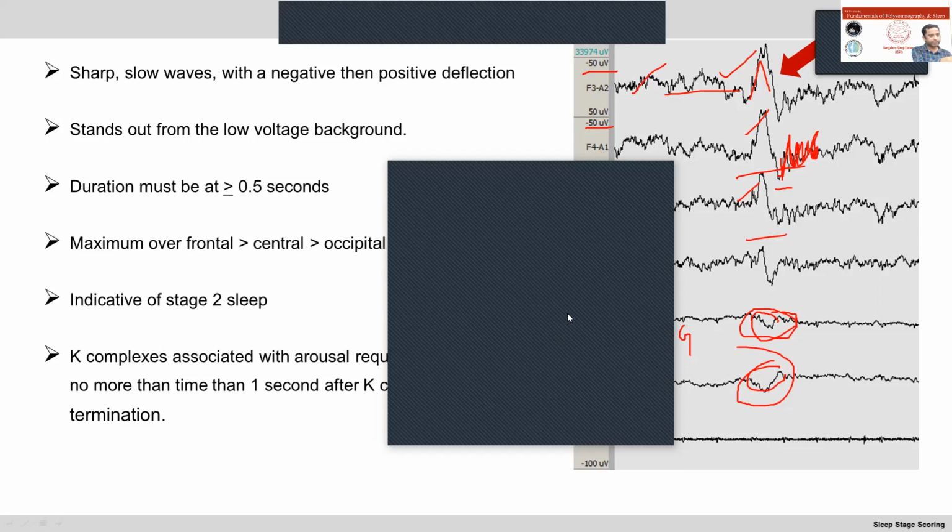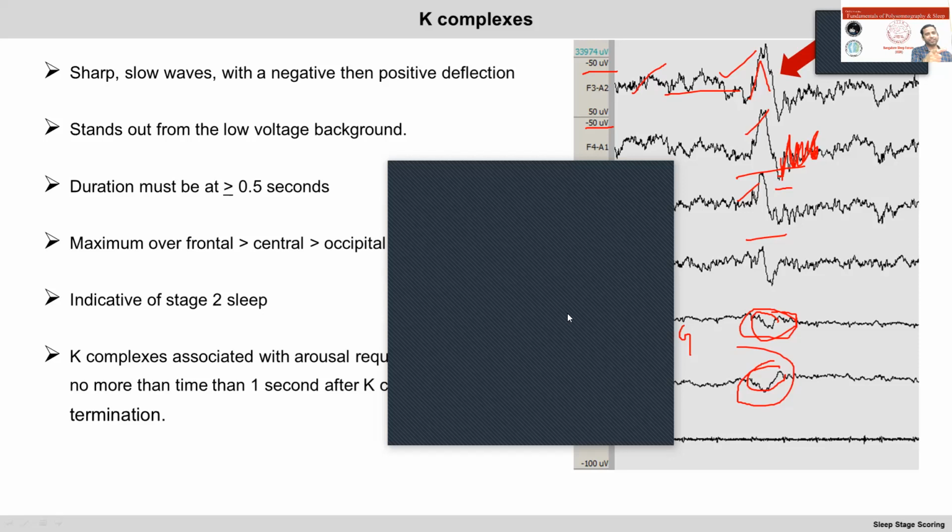The last question: K complex and vertex waves are quite similar. Yes, they are. If a vertex wave is more than 0.5 seconds with greater amplitude, that is called a K complex. So you can say that the vertex wave is a kind of precursor of the K complex. Sometimes, not always. Based on the mechanism there are different things, but right now they are similar.